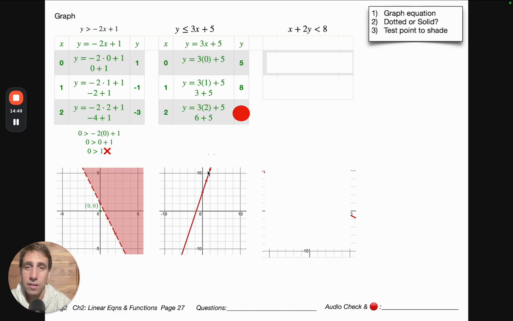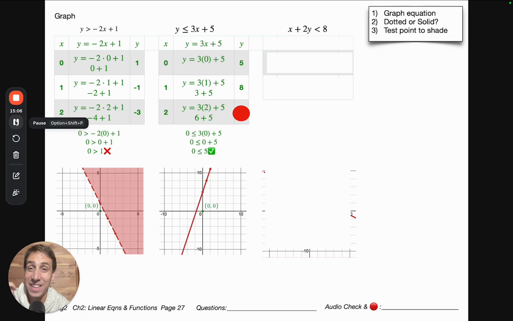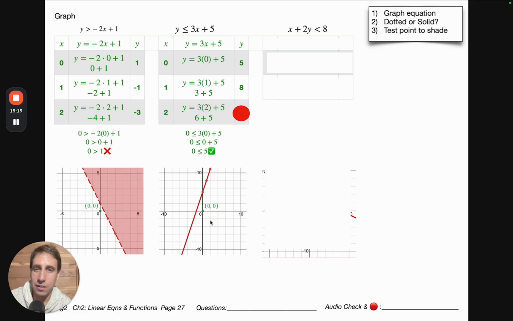All right, next, let's do 0, 0. Is 0, 0 going to work? Let's put it into the original and find out. 0 times 3 is 0. You do the multiplication, you do the addition, you get 0. Is 0 less than or equal to 5? Wait. It is, 0 is less than or equal to 5. So ding, we should shade in the point 0, 0 and all of its neighbors. Just like this. Shade it in. Great. Okay.